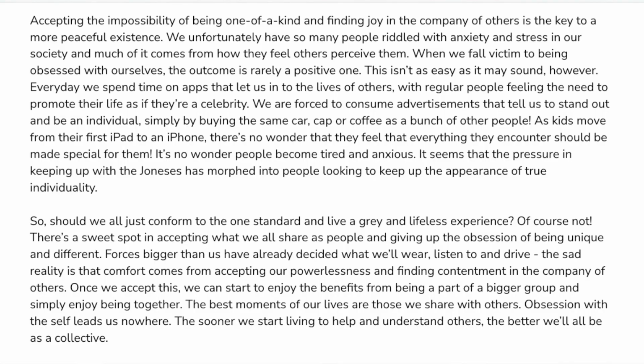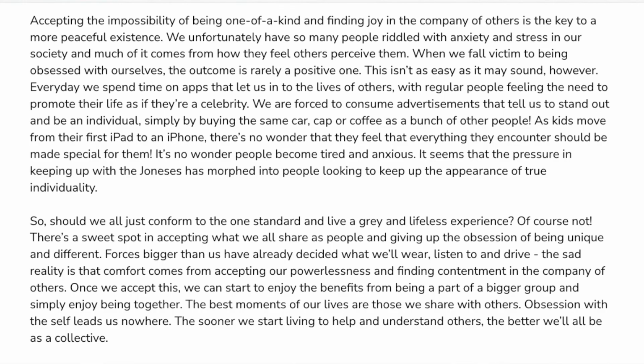It seems that the pressure on keeping up with the Joneses has morphed into people looking to keep up the appearance of true individuality. So, should we all just conform to the one standard and live a grey and lifeless experience? Of course not. There's a sweet spot in accepting what we all share as people and giving up the obsession of being unique and different. Forces bigger than us have already decided what we'll wear, listen to and drive. The sad reality is that comfort comes from accepting our powerlessness and finding contentment in the company of others.